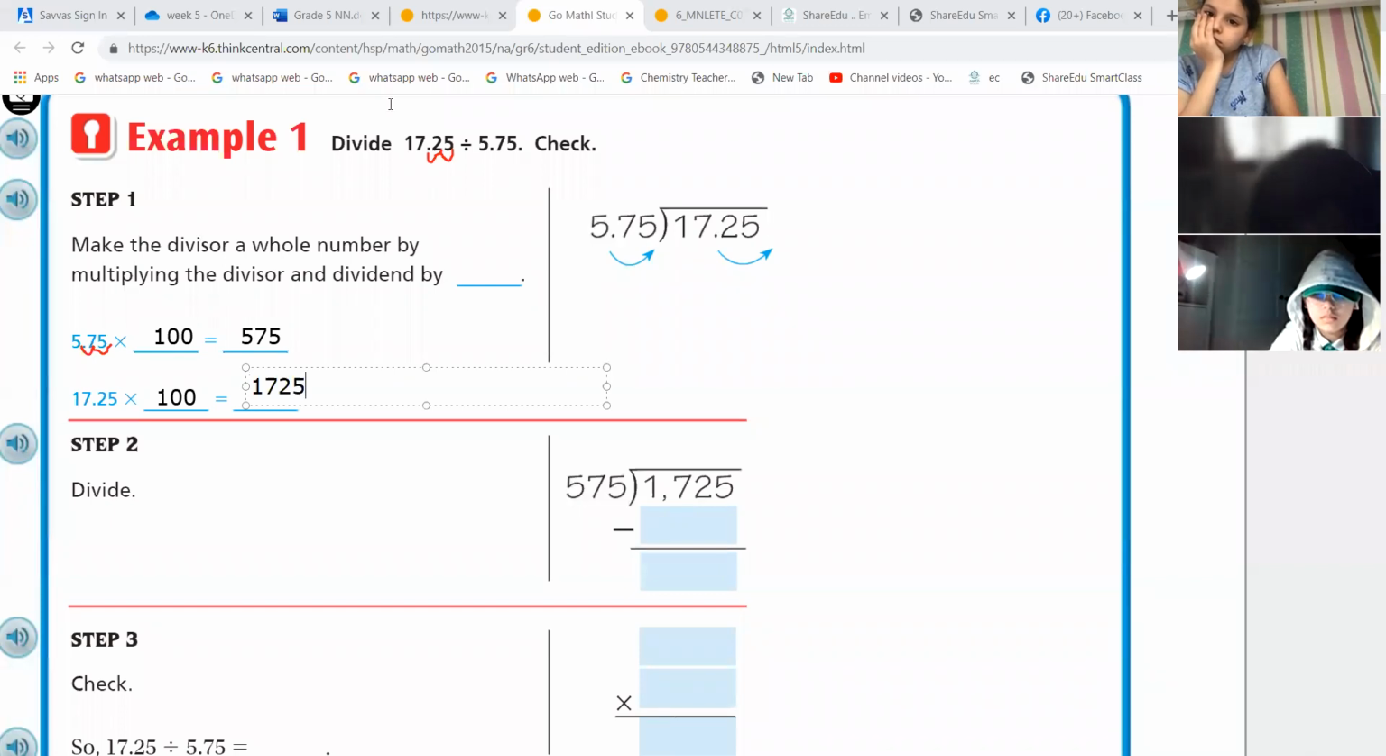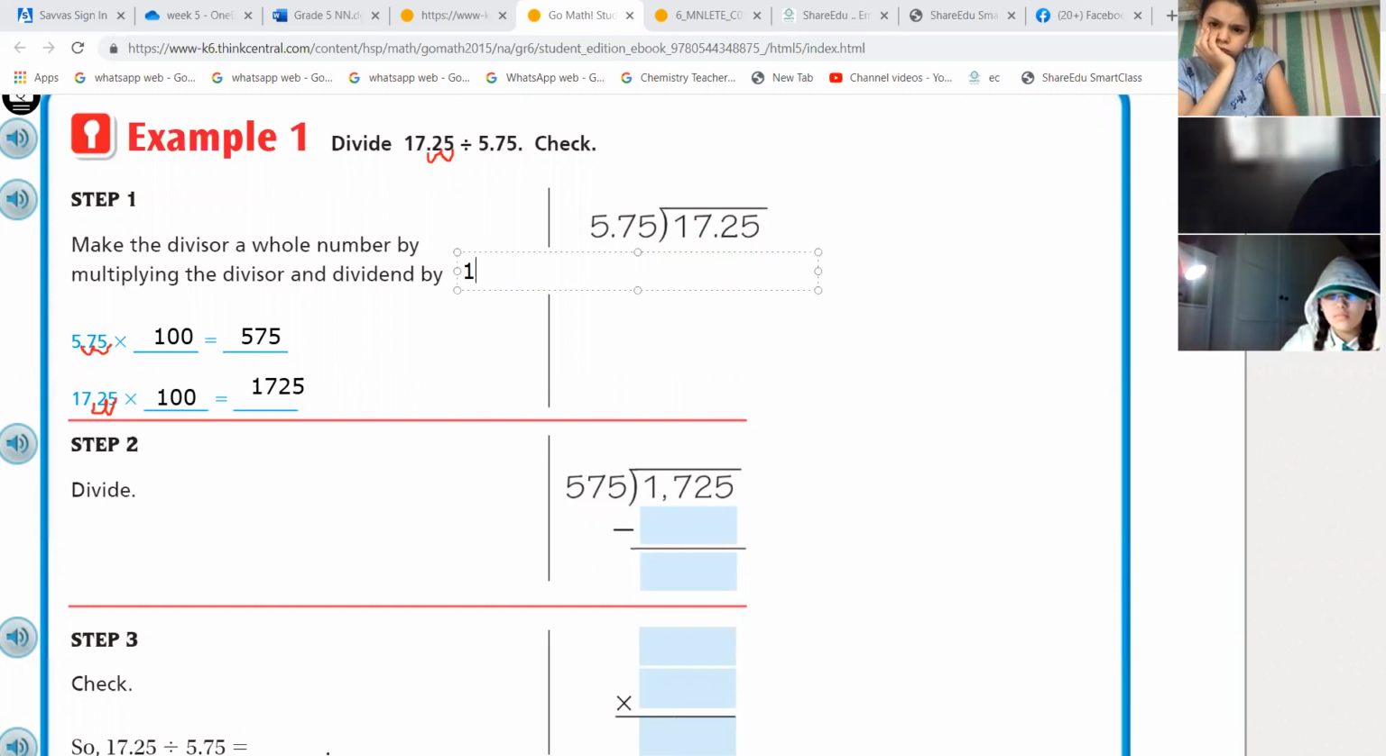I remove the decimal point because if I multiply with 10, it will be here, but I need to multiply with 100 to move two decimal points. Now, when you do this, the decimal point is removed, okay? I will multiply with 100.